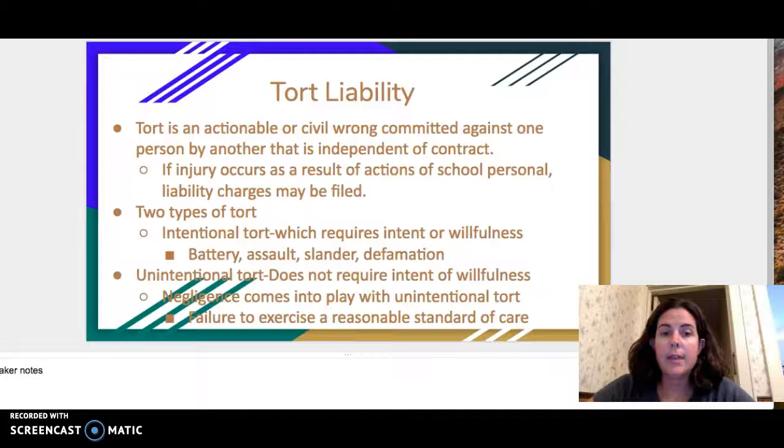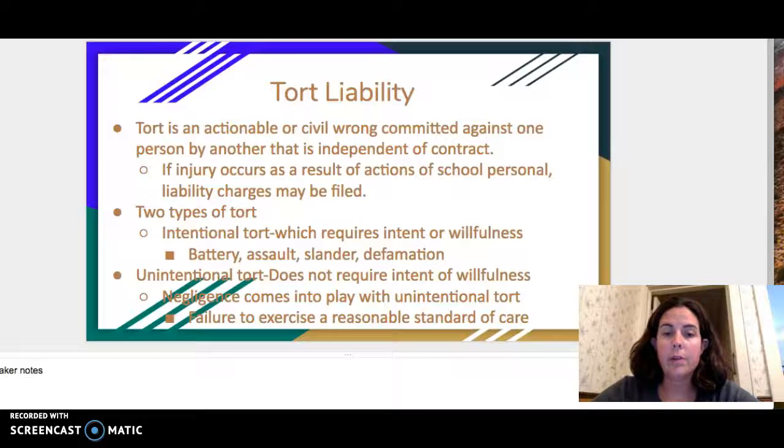Tort liability is an actionable or civil wrong committed against one person by another that is independent of contract. If injury occurs as a result of actions of school personnel, liability charges may be filed. There are two types of tort. One is intentional tort, which requires intent or willfulness.